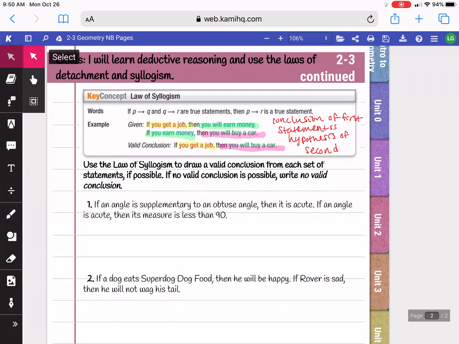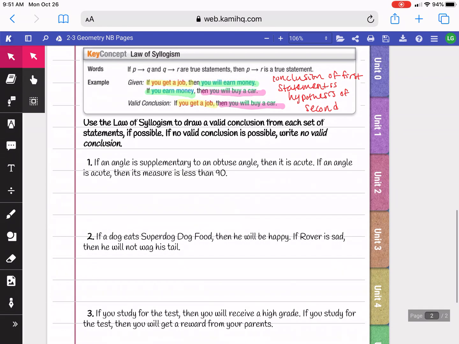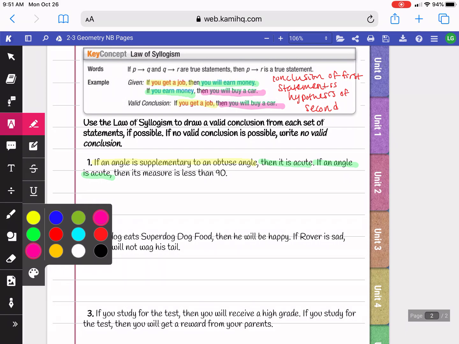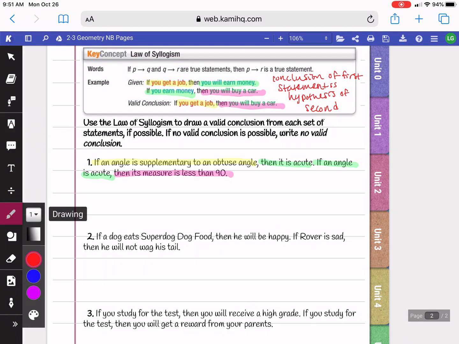So let's read some statements and see if we can use the law of syllogism to come up with a conclusion. If we can't, then we would just write no valid conclusion. Number 1 says if an angle is supplementary to an obtuse angle, then it is acute. My next statement says if an angle is acute. Notice that matches the conclusion from the first statement. Then it says then its measure is less than 90. Since the conclusion of the first statement was the hypothesis of the next, we can draw a valid conclusion where we use the hypothesis of the first with the conclusion of the last.